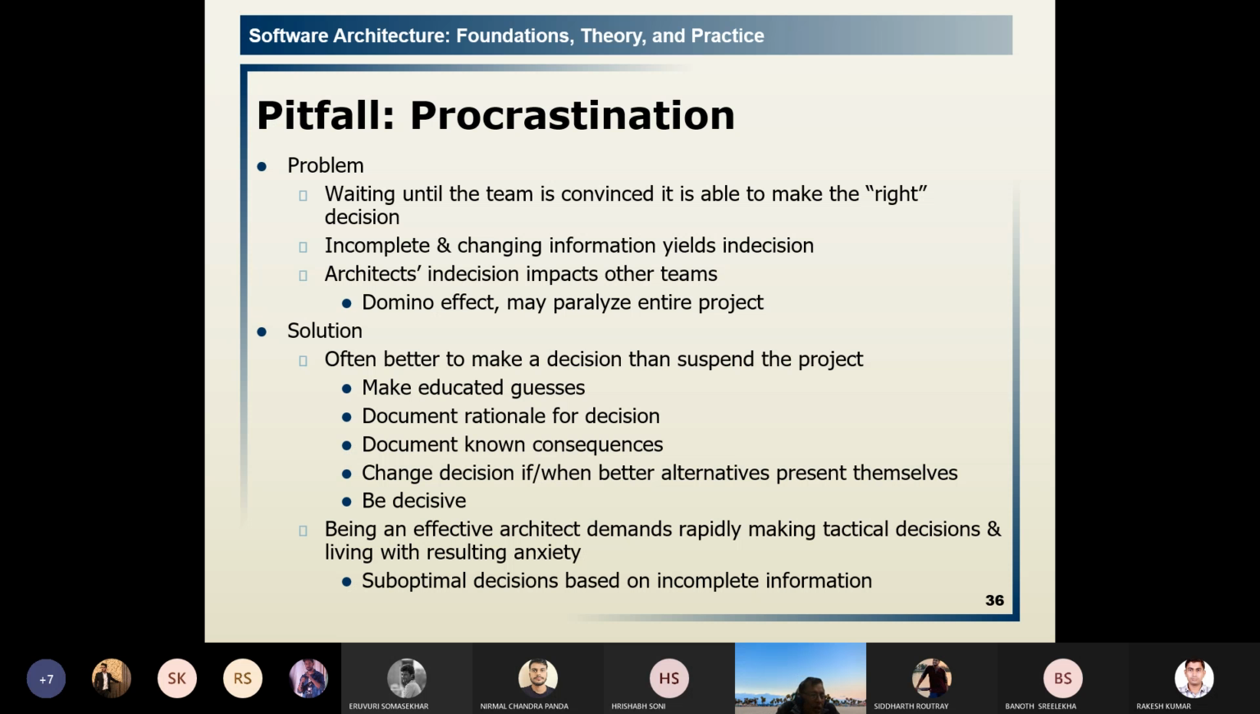So if one person has one small module delayed in development, the whole thing gets deferred. That's the domino effect. The whole thing may paralyze the entire project. So it has to be balanced. All the team members should not have the disease of procrastination. This is the domino effect.